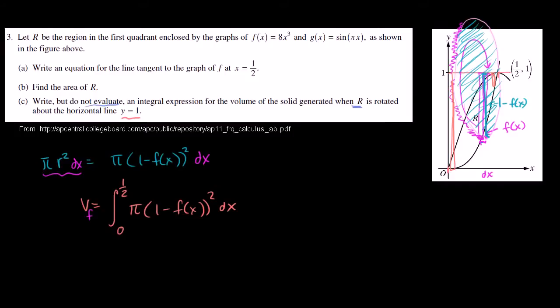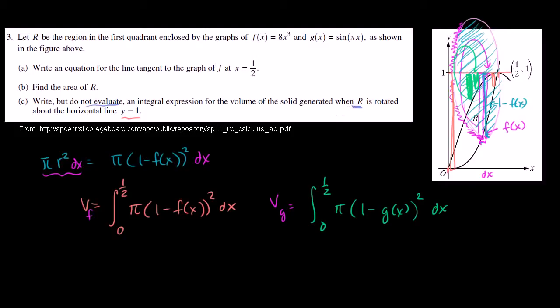And by the same exact logic, we can figure out the volume if we take g of x, if we rotate g of x, if we construct disks like this and rotate them around y is equal to 1. And so the volume, if I take g of x around y equals 1, would be 0 to 1/2 times pi times 1 minus g of x, because 1 minus g of x is each of these radiuses right over here, that squared dx.